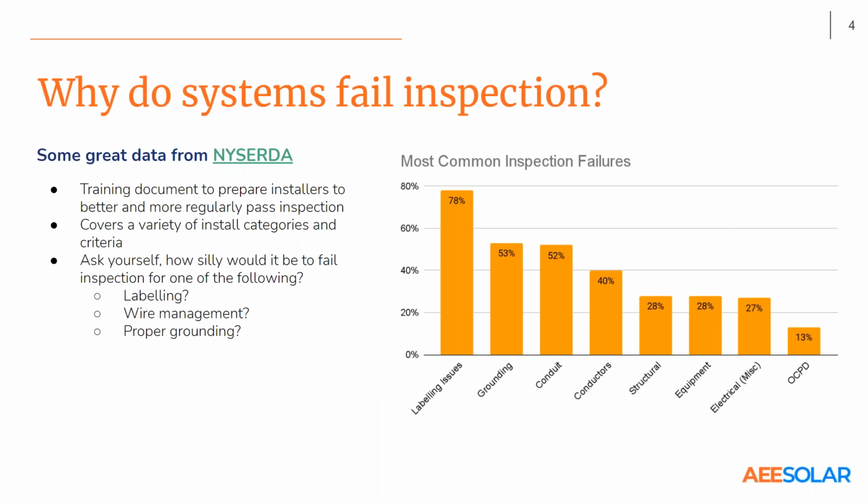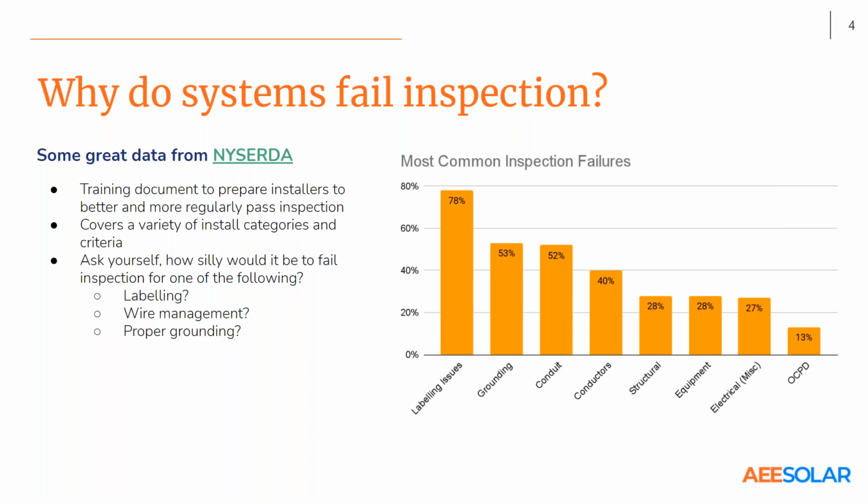Now there's some data I like to present here on these kinds of topics, and it's data I've shown before. This is from NYSERDA, who's the utility commission in New York State. And they've got a really handy guide here that I've linked to that talks about inspection failures, the failure modes that they see, and maybe what installers can do to mitigate some of those failures.